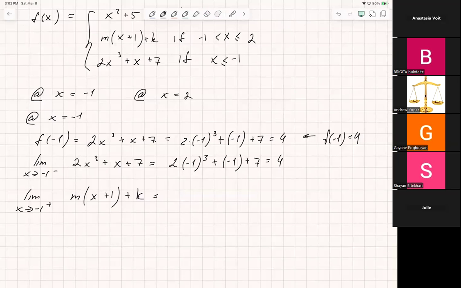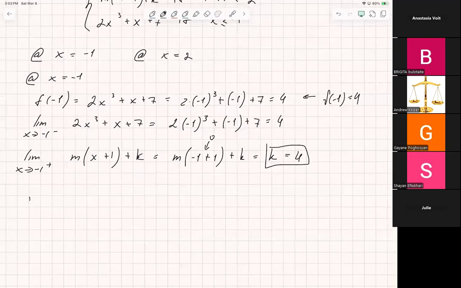But before that, let's just plug in -1 to our x. So we have m times (-1 plus 1) plus k. So that's going to be 0. So we have just k. And so from here, we know that k should be equal to 4, right? So we found our k so that the limit exists, okay?